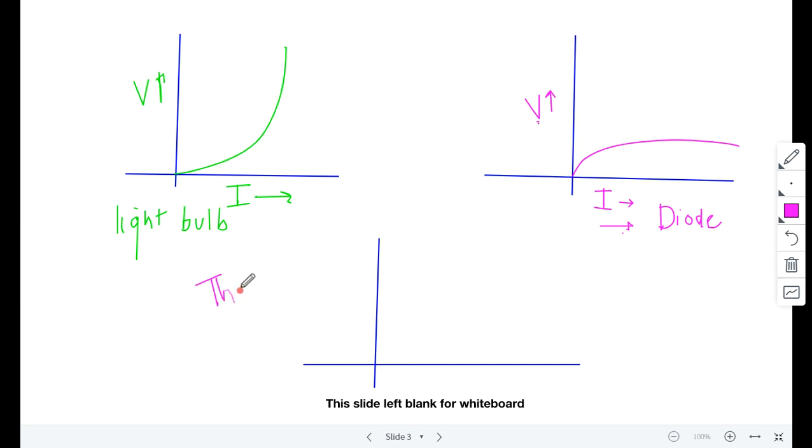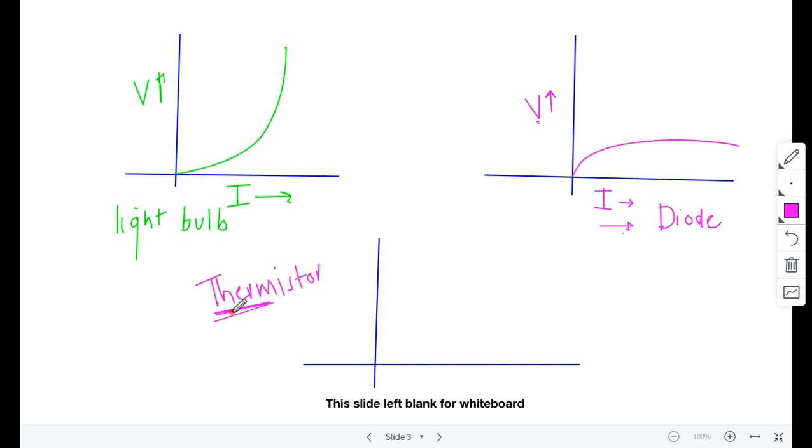I didn't hear what you said, it just keeps cutting. First of all, thermistor, which means temperature. The resistors that keep changing their resistance with the change in temperature are called thermistors. So these are resistors that keep changing due to a change in temperature.